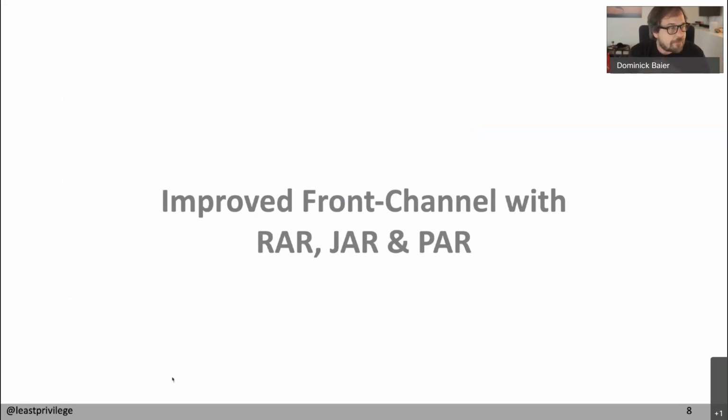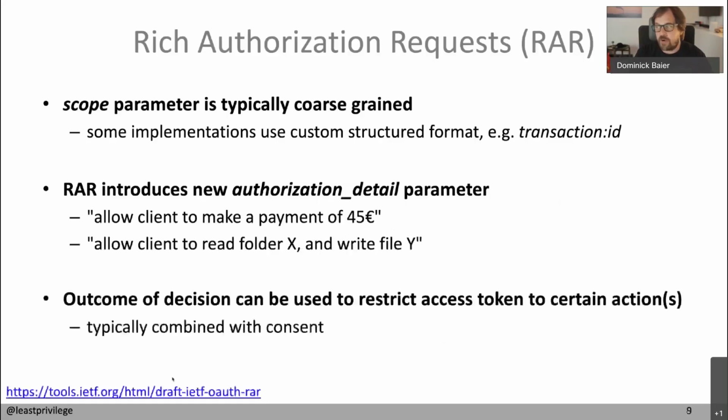So it turns out the front channel is the most vulnerable one because it happens in the browser, it happens on the user's machine, right? And that's why modifying URLs or even leaking data from there is a concern, okay? So let me introduce you to RAR, JAR, and PAR, which are not a reggae band or something. There are three independent specs that target hardening the front channel in OAuth. So let's start with RAR. RAR stands for Rich Authorization Request.